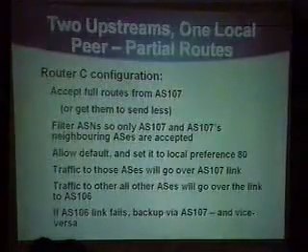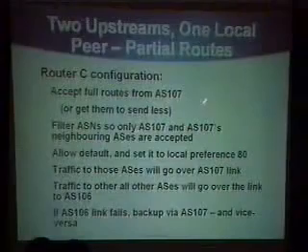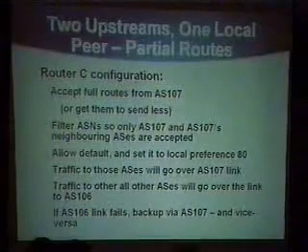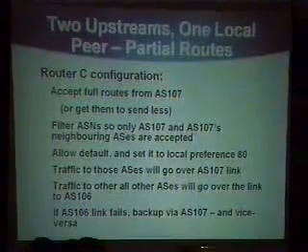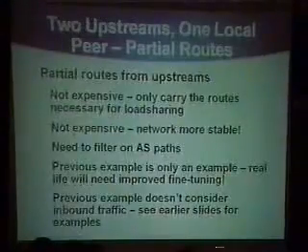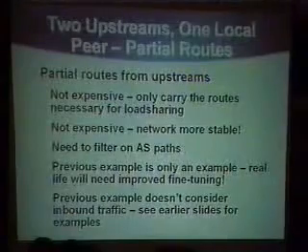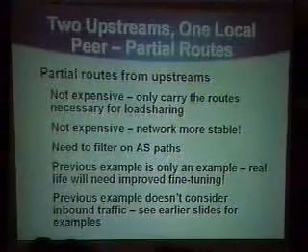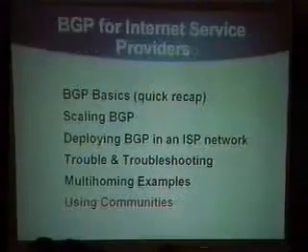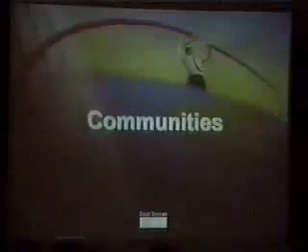Okay, so what we're doing, C, we take the full routes from 107, get them to send less, and then we filter everything so only accept 107 and 107's neighbors. Okay? Etc. Okay, partial routes, not expensive, network's more stable. Again, just an example. Right, using communities. I'll be quick with this, I promise.